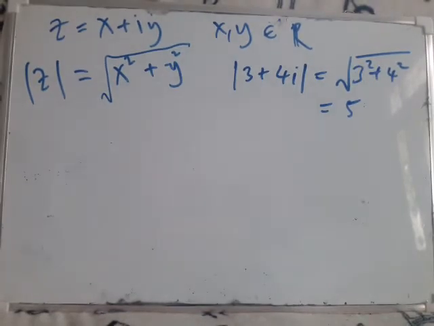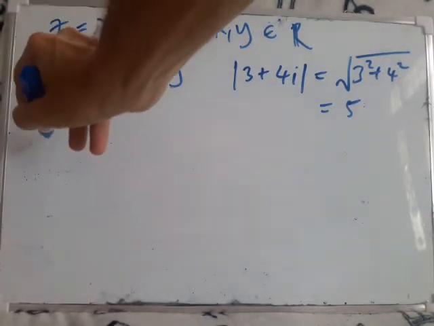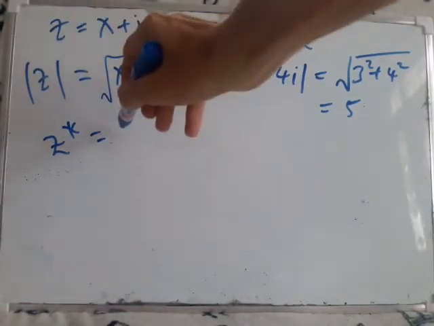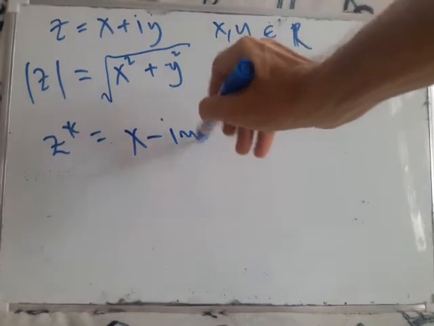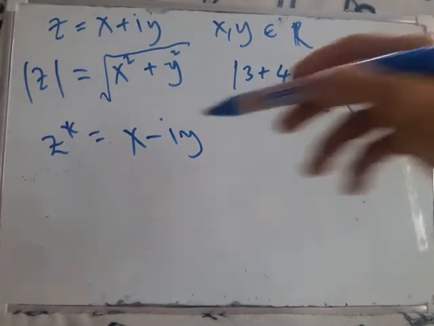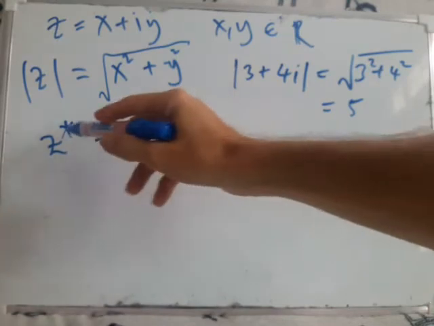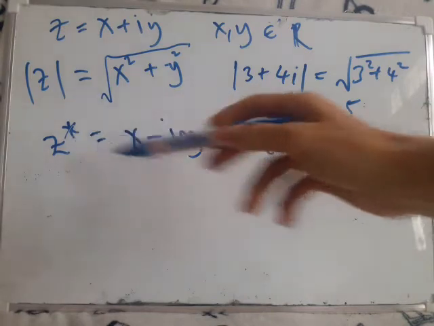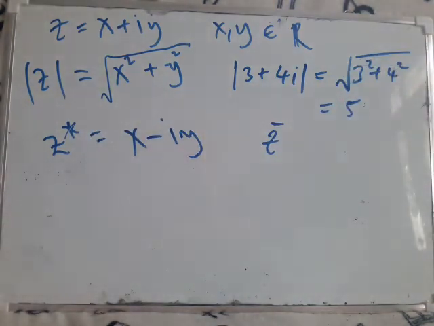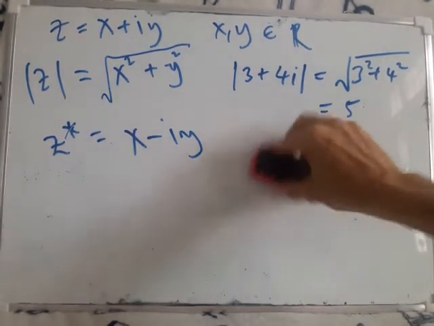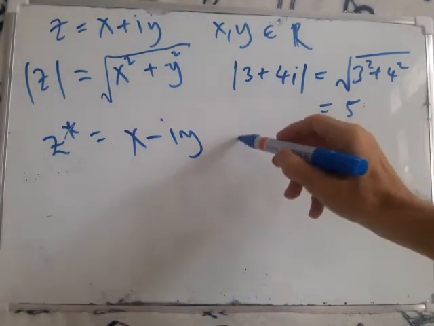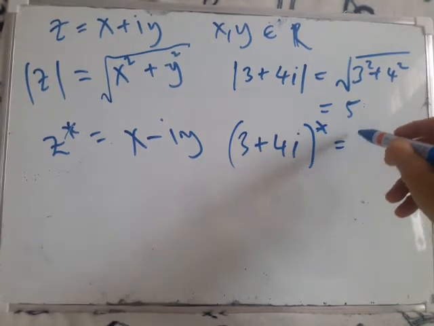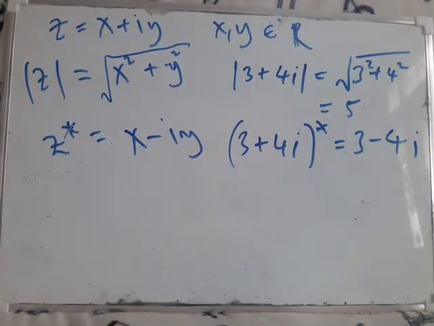The complex conjugate of a complex number, if I stick with my complex number x plus iy, is simply x minus iy. Complex conjugate I'll write with a star. Sometimes people write z bar instead of z star. I prefer z star because bar is often used for other things like averages and so on. So in this example, the complex conjugate of 3 plus 4i is simply 3 minus 4i.